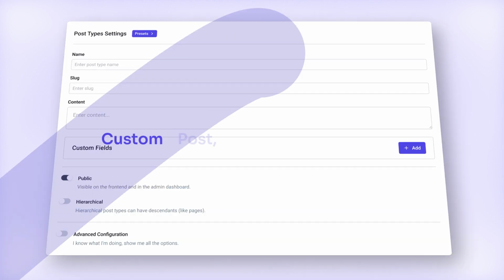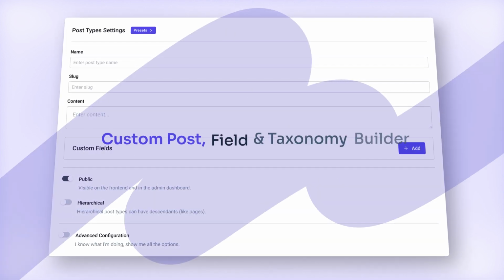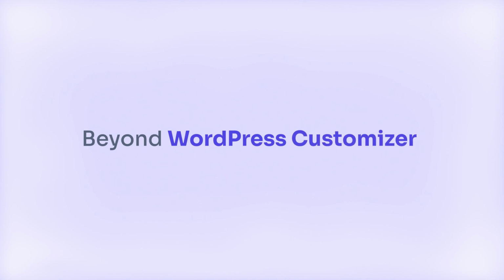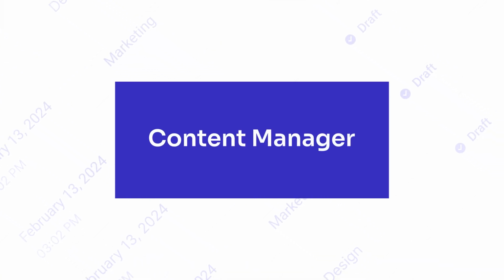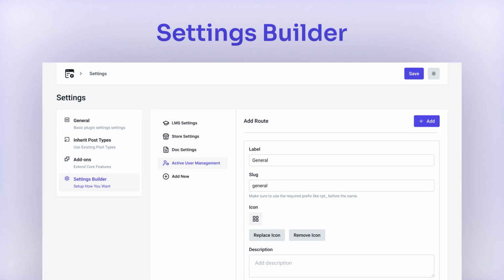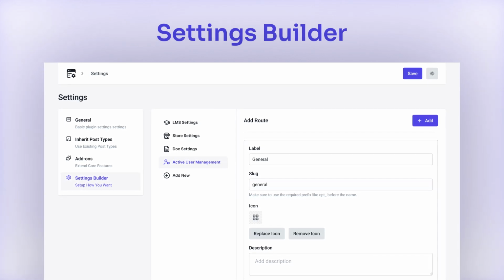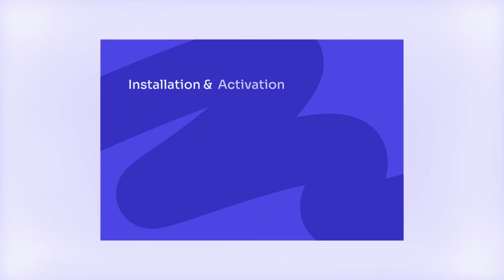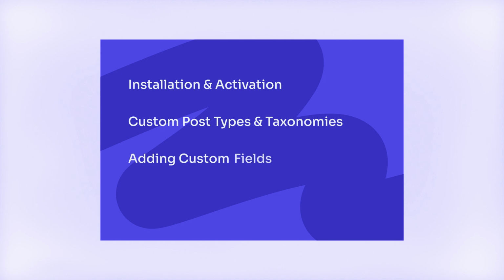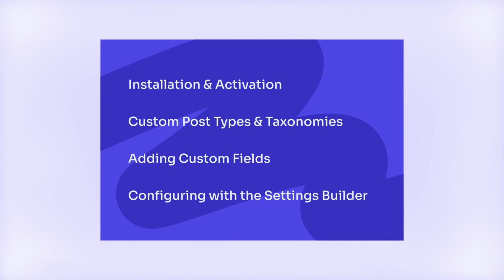With ECM, you can create custom post types, fields, and taxonomies that go far beyond the WordPress customizer. It also comes with a content manager and settings builder for advanced flexibility. In this video, we'll walk you through installing Easy Content Manager, creating custom post types, fields, and taxonomies, using the advanced settings builder. Let's dive in.